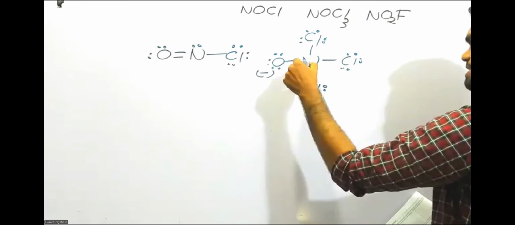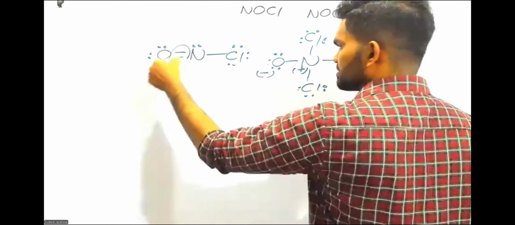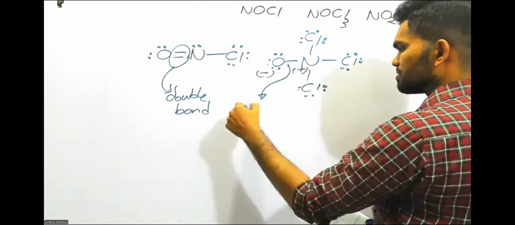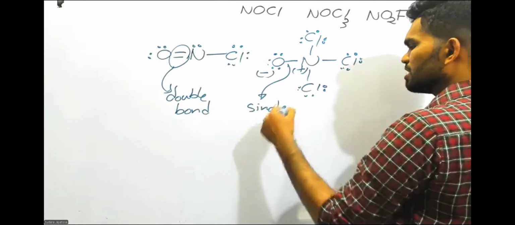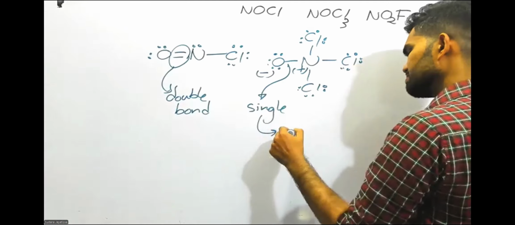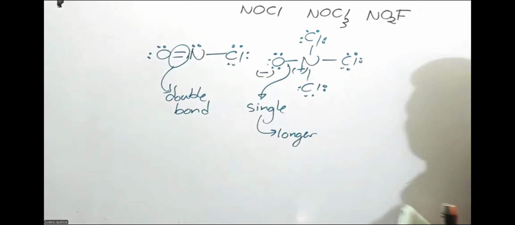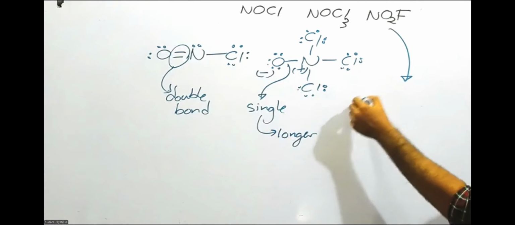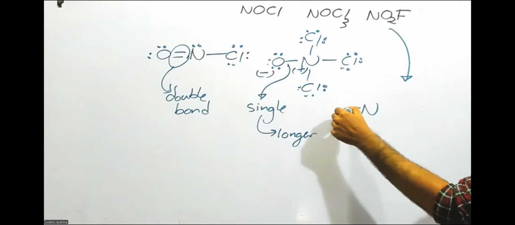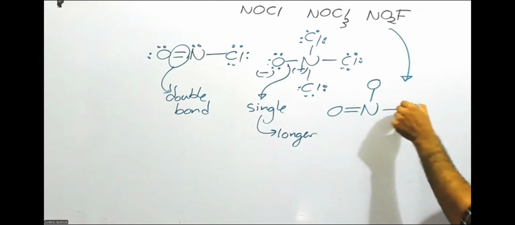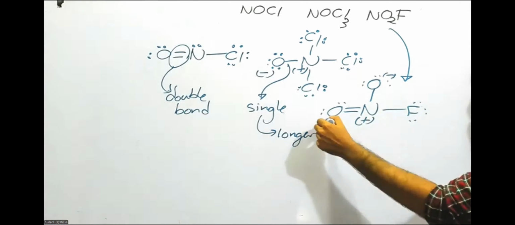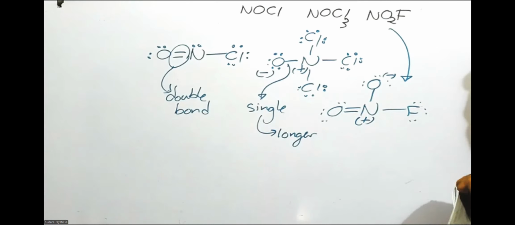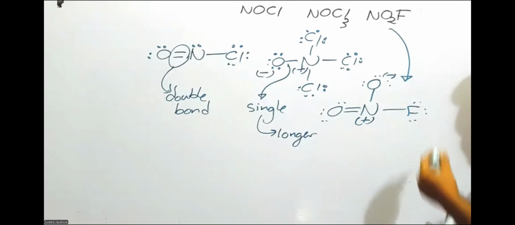There will be a negative charge and a positive charge. So you have a double bond here, and here you have a single bond. So the single bond is longer. Okay, so what about this structure? NO2F. This is the Lewis structure. Now you can see NO has a double bond here and a single bond here.